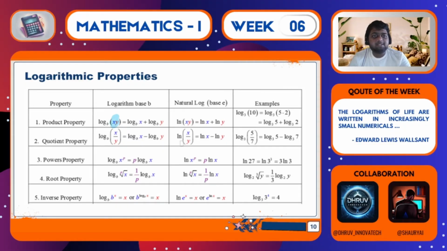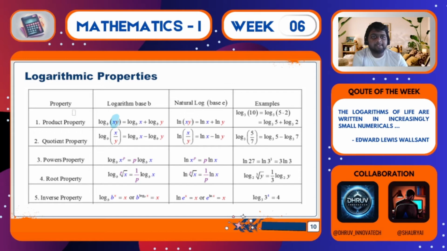The same goes here. ln is nothing but when the log base is equal to e, at that time the log property will become ln of xy, which will become ln x plus ln y. Here an example is written: log base 3 of 10. You can see that 10 can be written as 5 times 2. Therefore you can write it as log 5 base 3 plus log 2 base 3. These are the two values.